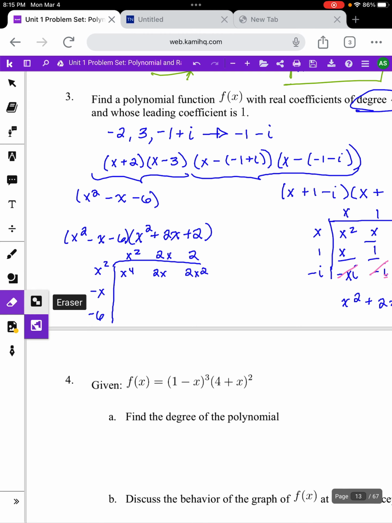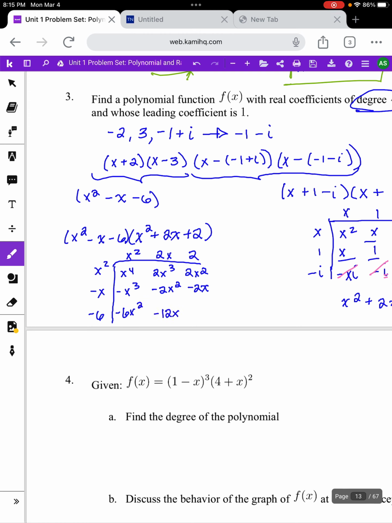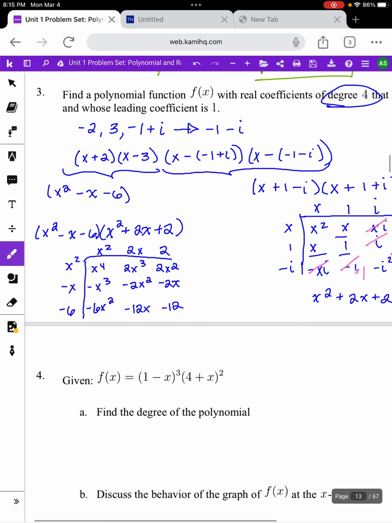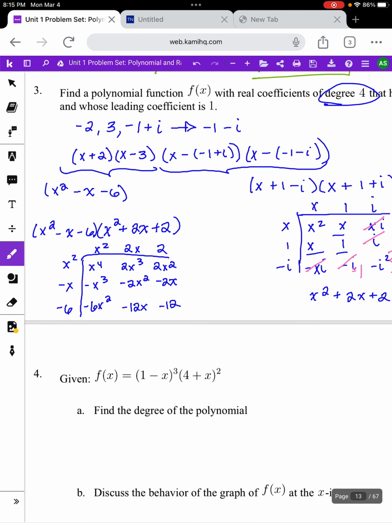Whoops, this is a third. Negative x cubed, negative 2x squared, negative 2x, negative 6x squared, negative 12x, negative 12. All right, so finally I get my equation. So notice things on the diagonal are the same. Those are all like terms.